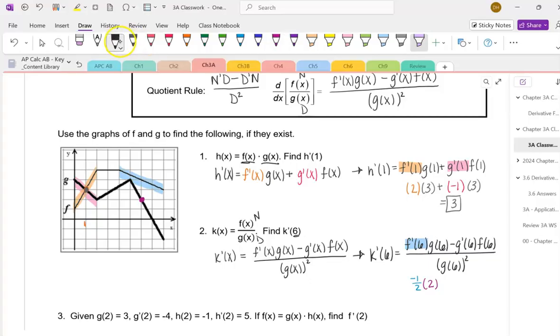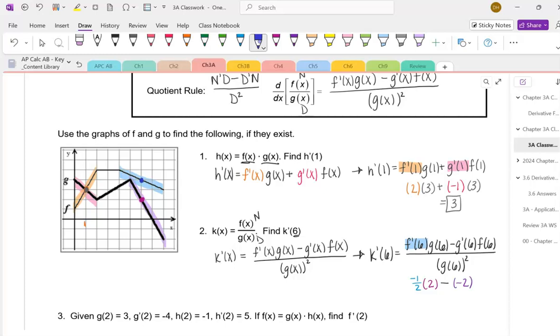And then it's minus g prime of 6. So let's go ahead and figure out where that is. Now, g is the thicker line, and I need that line's slope. So it looks like we're down 2 right 1, so that's going to be negative 2 over 1. And then we have to multiply it by f of 6.